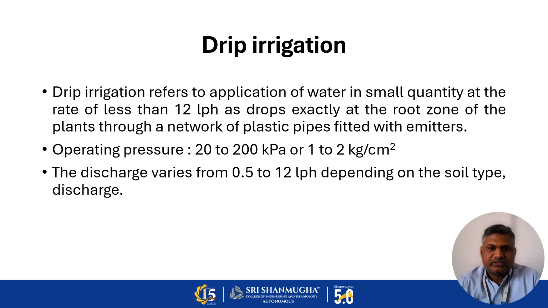Operating pressure for this drip irrigation system is 20 to 200 kilopascal, or 1 to 2 ksc, that means kg per centimeter square pressure. The discharge varies from 0.5 to 12 lph depending on the soil type.